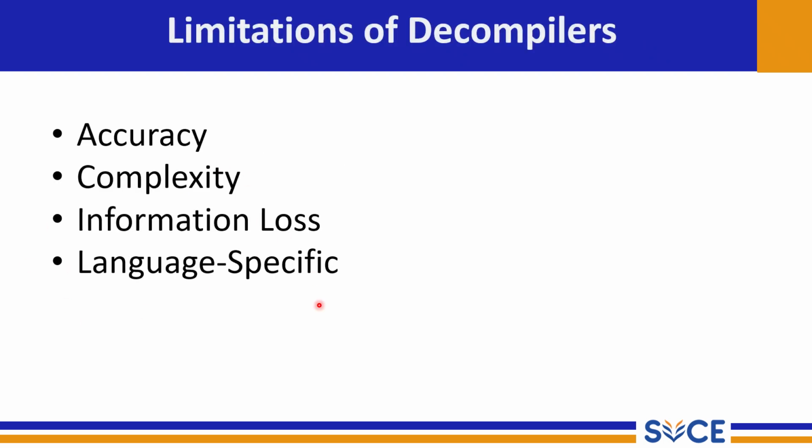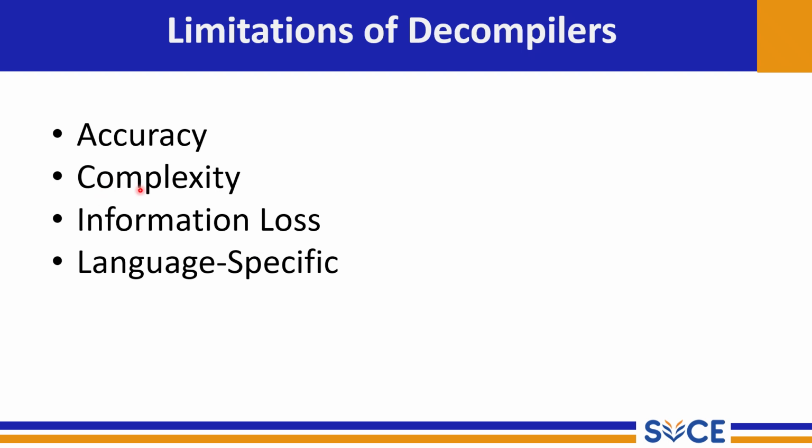Next, we will see the limitations of the decompilers. The first limitation is accuracy. Decompilers cannot always perfectly reconstruct the original source code. The generated code may differ from the original code in terms of variable names, comments, and code formatting.